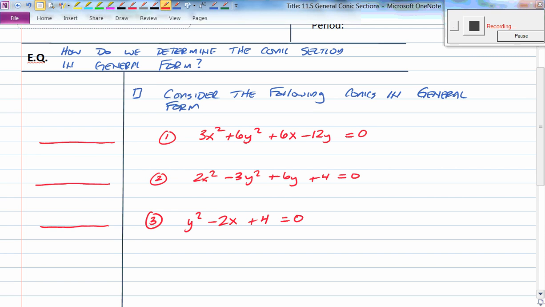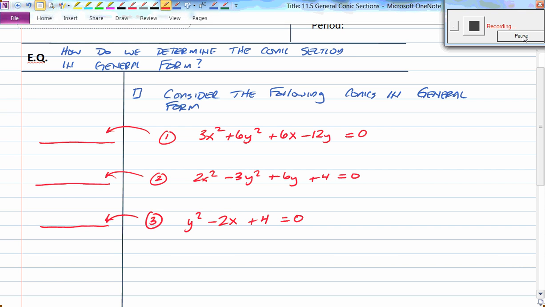I'm going to show you how to do it afterwards, but I want you to guess right now. Write your guesses down: what you think number 1 is, what you think number 2 is, what you think number 3 is. This is just general form, anything at all. So one's a hyperbola, one's an ellipse. Okay, let's unpause this and keep going.